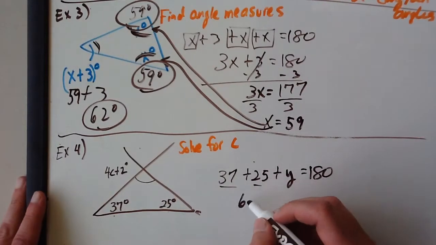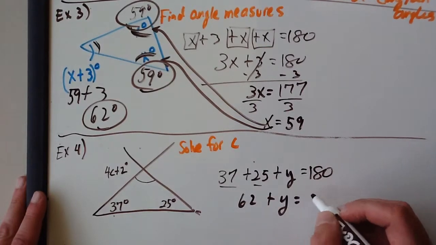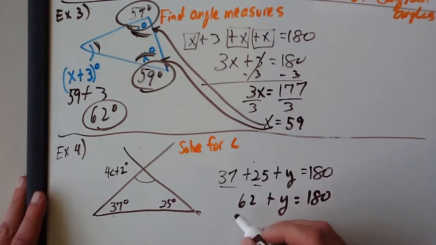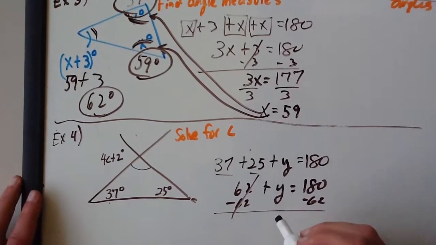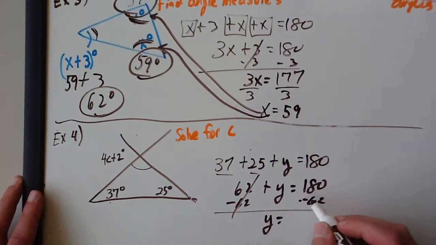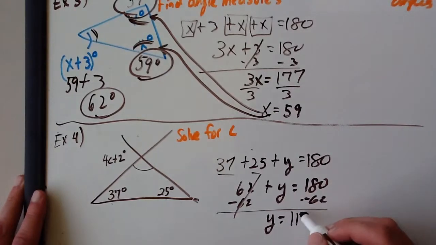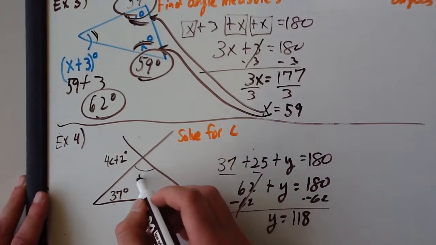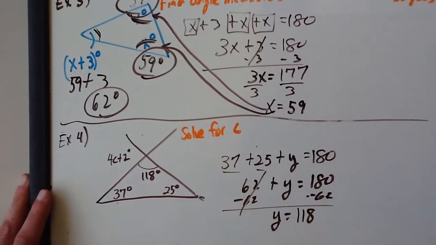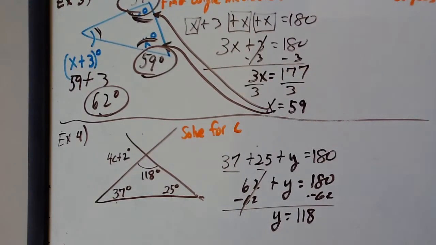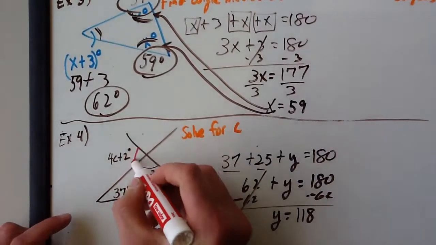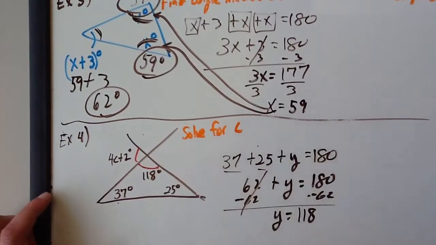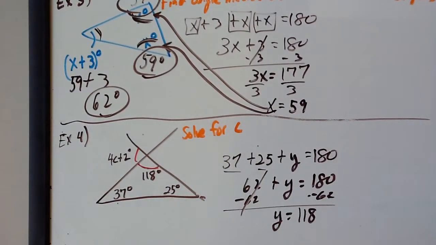37 plus 25 is 62. Since your y term is on the left, get the numbers on the right by subtracting 62. And y equals 180 minus 62, which is 118. So that means right here, this is 118 degrees in the triangle. Now I have to use my knowledge of how this angle, the 4c plus 2 degree angle, and this angle, the 118 degree angle, are related.